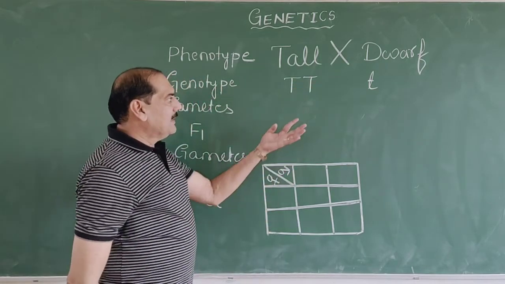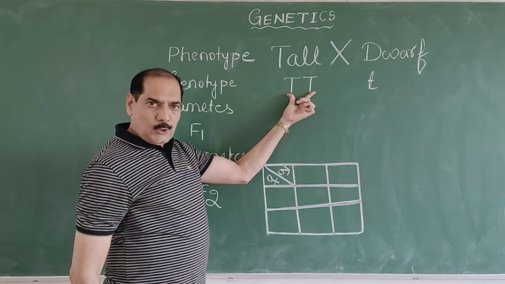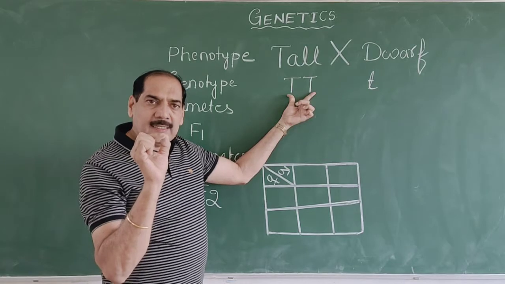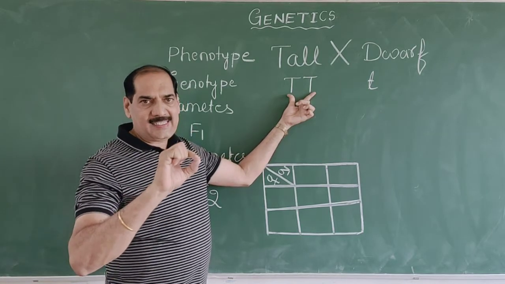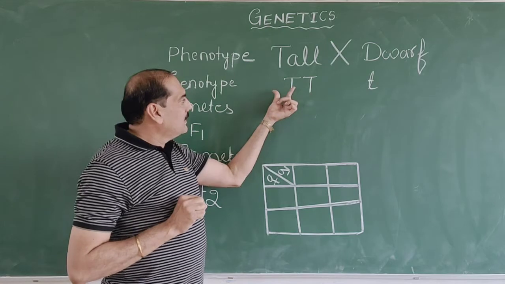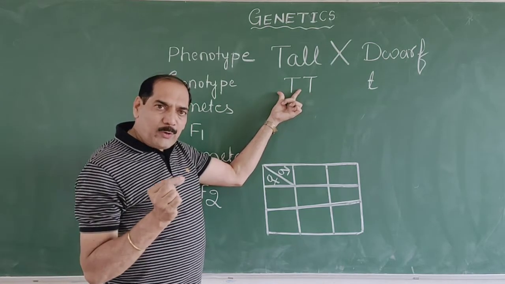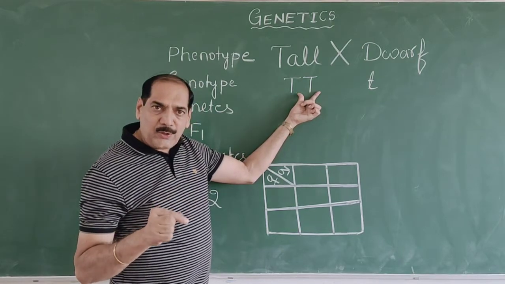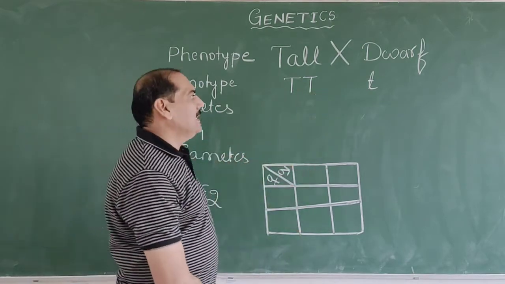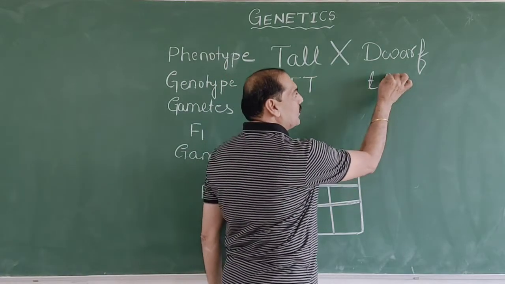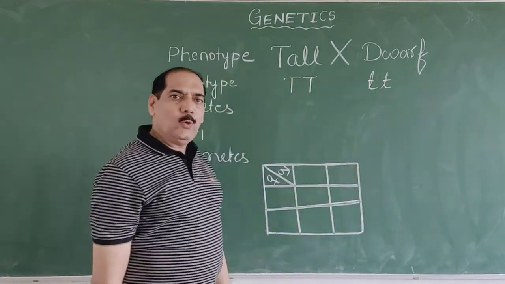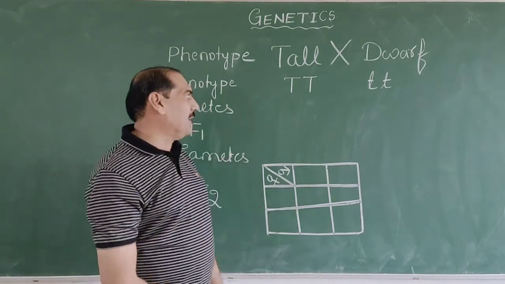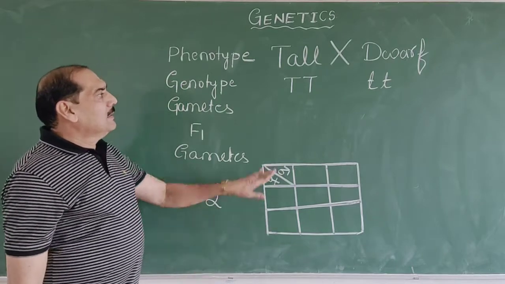So here Mendel used two letters. Why? These two letters denote a pair of factors. Of them, one factor is derived from the male parent, another factor is derived from the female parent. Similarly, dwarf is also denoted by two letters, that is denoted with small letters. Okay.